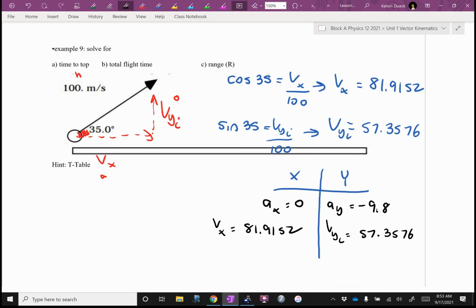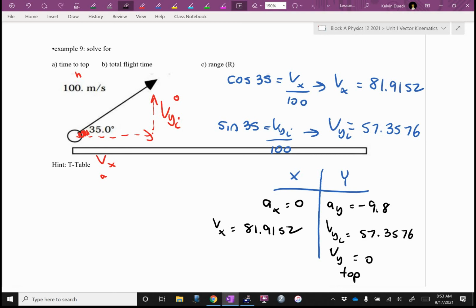Did you hear? At the top, you know what? Instead of Vy final, because there's a bunch of finals, I'm going to call it Vy top, just so I don't get it mixed up. Because when we hit the ground, Vy final is not 0, and that's one of my big pet peeves. I yelled at you all last year.